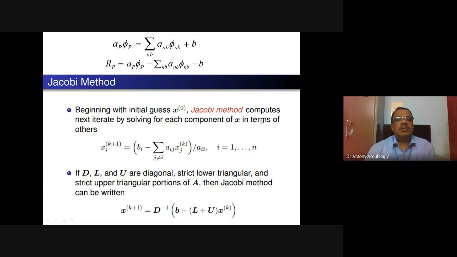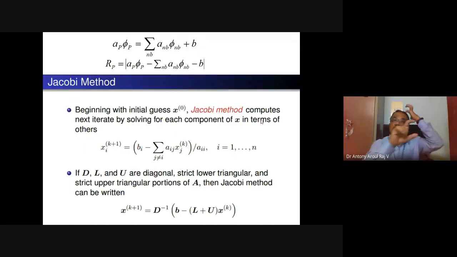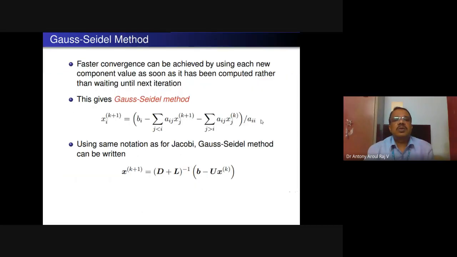If I am using the terms immediately, instead of having one set and getting the next set and using it, I can use the values immediately in the next equations. For example, if I'm calculating T1, I can use it in the next equation. When I'm calculating T2, I can use this value. Similarly, when I'm calculating T3, I can use the new values of T1 and T2. If I do that, it's called the Gauss-Seidel method. Mostly in the solvers, the Gauss-Seidel method only will be used.